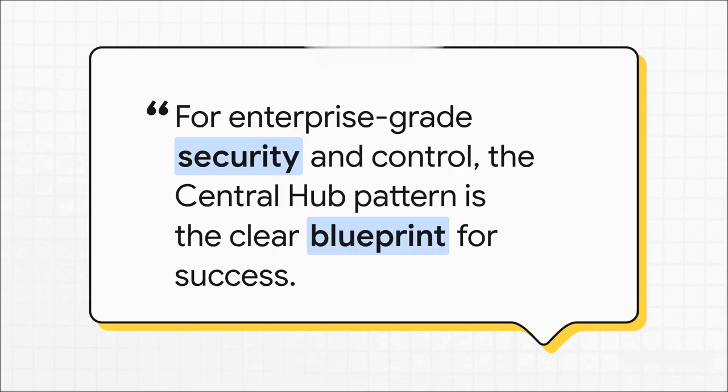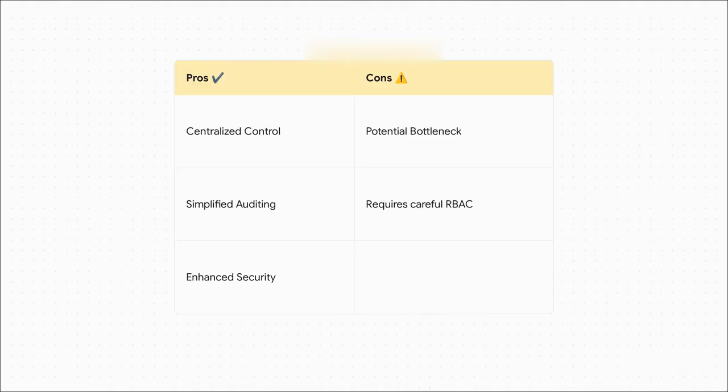Think about it. If a dev environment gets compromised, the attacker finds nothing. There are no pipeline credentials there for them to exploit. Now look, this isn't a silver bullet. Nothing is. The pros are obvious, right? You get centralized control, dead simple auditing, and way better security.